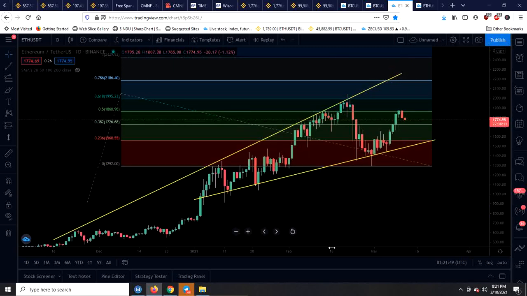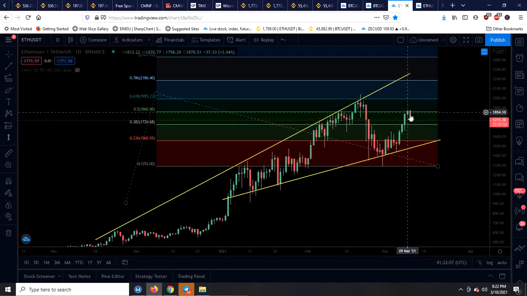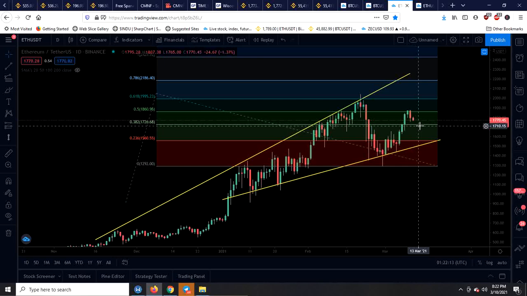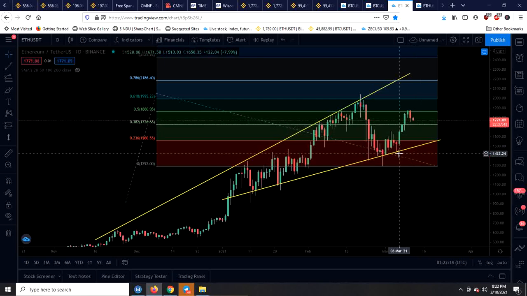So notice here the 1860 was a resistance, okay? That's the 0.5 fib extension. So we're looking to see what happens, right, guys? 1726, 0.382 on the fib extension down. So we're looking at this range, guys, to see where we're going to form some sort of consolidation, some sort of support. We already know that we formed a good support down here at the 1400 and some change.